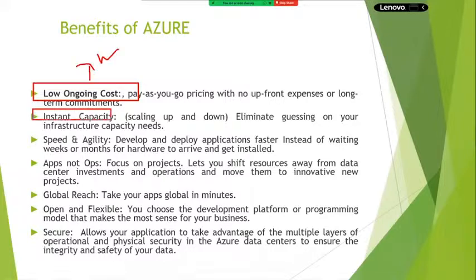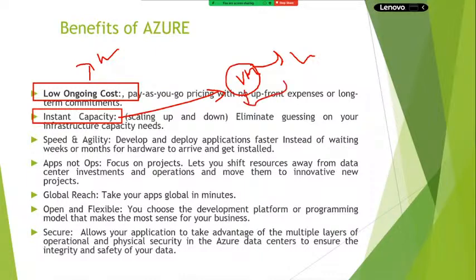Next, instant capacity. Instant capacity in the sense, I would like to increase or downgrade the size of a VM, or downgrade the configuration of the app services, anytime, anywhere. If you have internet connectivity, you can downgrade or upgrade the configuration of your application. That is what instant capacity is, like an instant copy. Next, speed and agility.